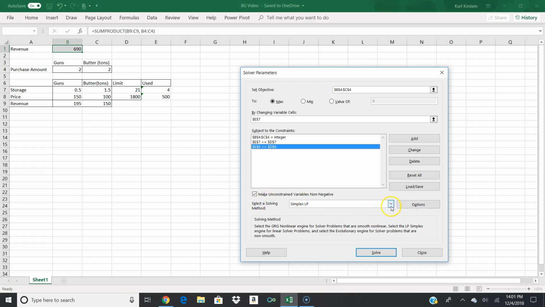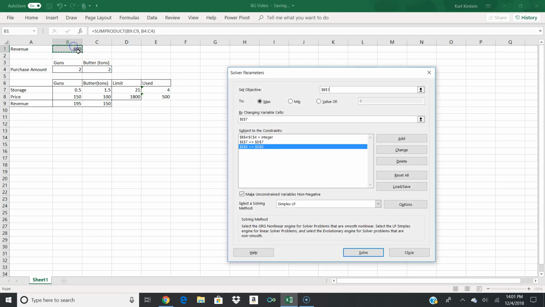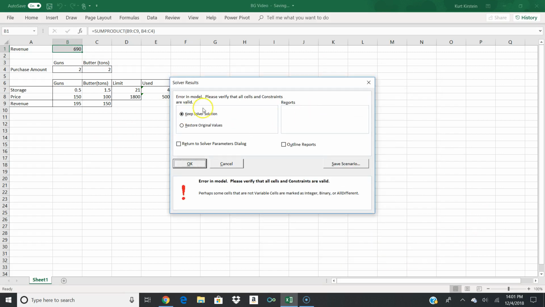And there are multiple different ways that we can actually run this. We can run with either a nonlinear, a simplex, or an evolutionary. In this particular case, we recommend using the simplex LP. It's the simplest one. So we can go ahead and go solve. I've got to get to the right spot. That's what I want to solve for. Okay, and it brings up a solution.